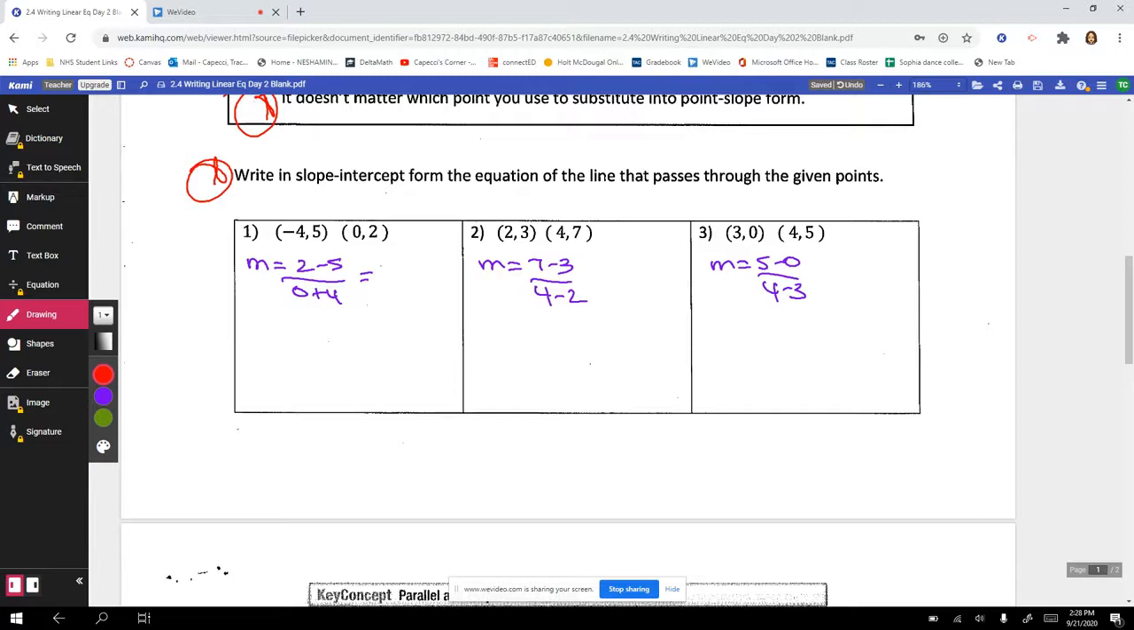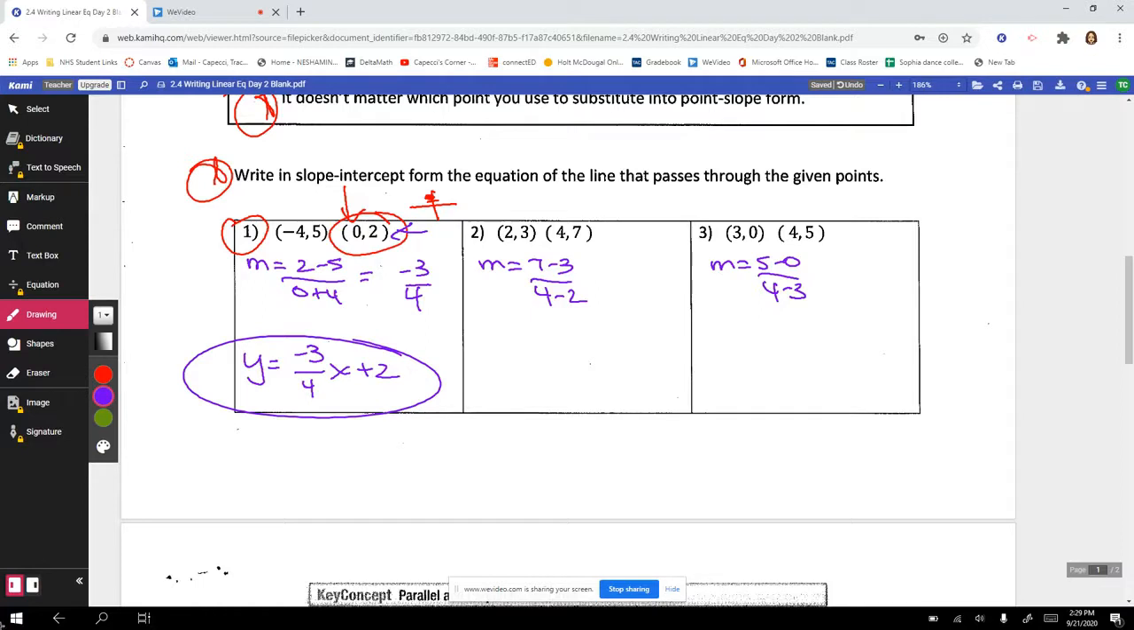Write in slope-intercept form the equation of the line that passes through the given points. So in number 1, the first thing I do notice, remember the question is, is there a y-intercept? Well, this is the y-intercept right here. If I were to graph that, 0, 2 is right here. Anytime I have x as a 0, that is my y-intercept. So regardless, I still have to calculate the slope. So I have 2 minus 5 over 0 plus 4, which gives me -3 over 4. So there's my slope. Because I have my y-intercept, I can go right into slope-intercept form, which is y equals -3 over 4x plus 2.